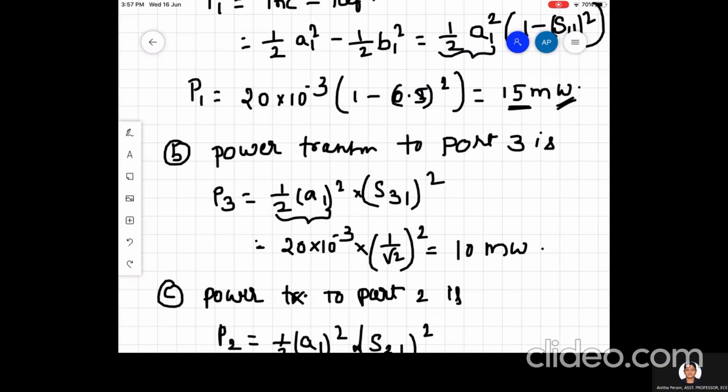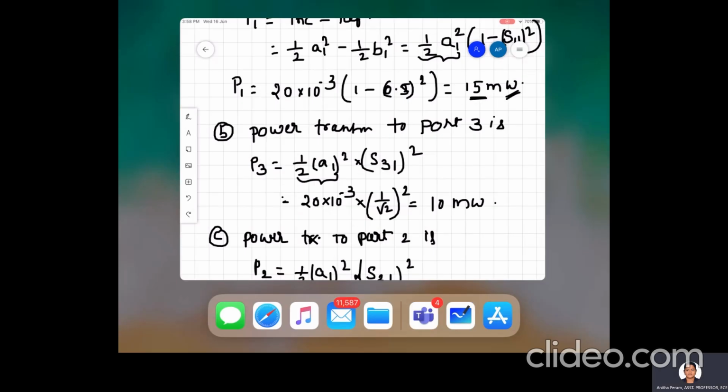Okay. In the same manner, we can see another problem on the H plane T junction, or we'll do that in the next class, then stop. Thank you. It got hanged up.